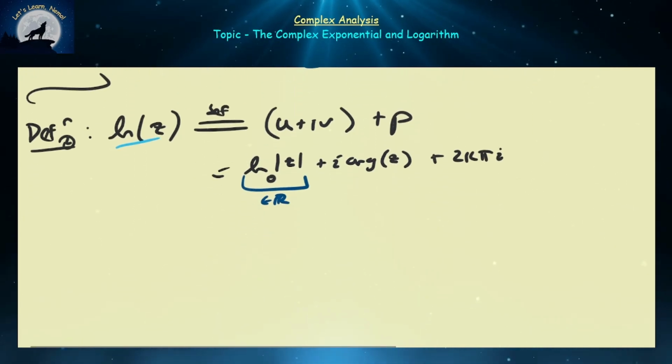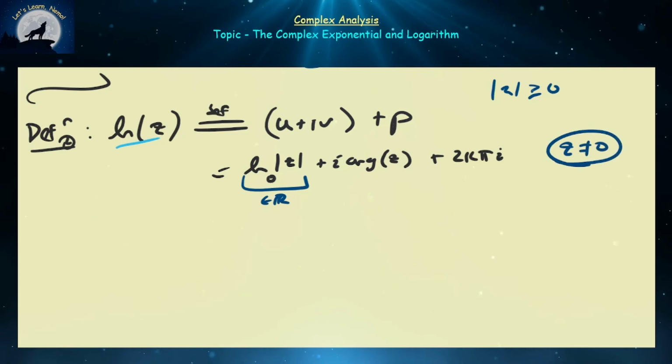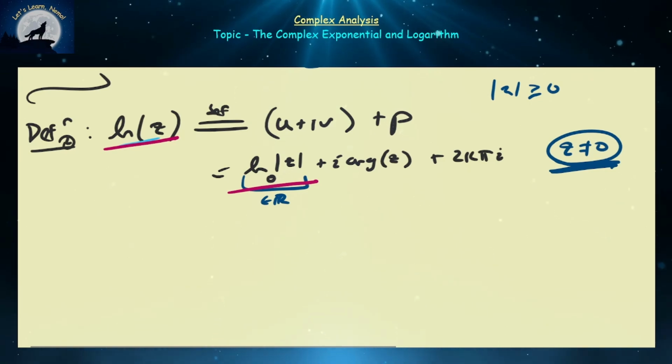And keep in mind the norm of z is always greater than or equal to 0. So this is only going to be true provided that z is not equal to 0. So the natural log of 0 will not be defined in the complex plane, just as it was not defined in the real plane. So now we have the natural log of z, where z is a complex number, defined to be equal to the natural log of its norm in the real number sense, plus i times its argument plus 2k pi i, where that 2k pi i is known as the period of the associated exponential function.